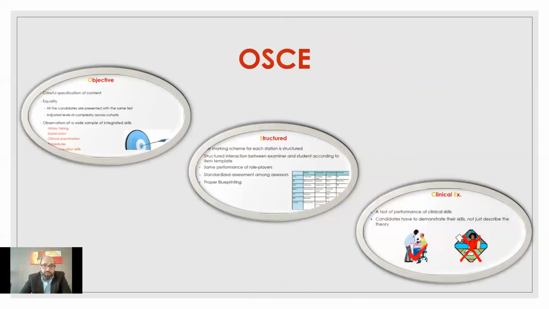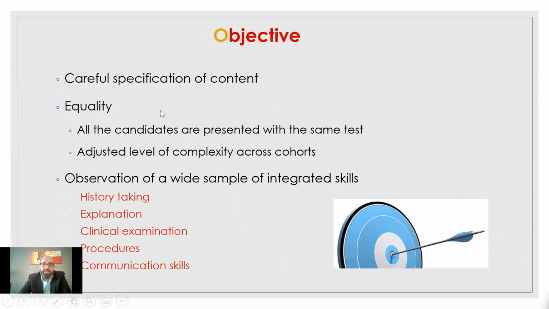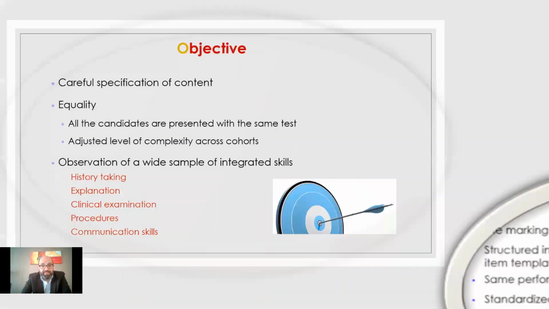So what is OSCE? OSCE is an objective, a careful specification of content is included. There is equality, while all candidates are presented with the same test, and you also can adjust the level of difficulty for each cohort of candidates. You are observing, and this is the most objective aspect of an OSCE. Assessors are observing a wide sample of integrated clinical skills like history taking, explanation, clinical examination procedures, and communication skills. So they are observing, they are not interacting.